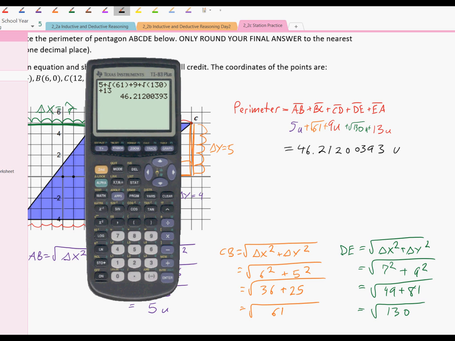46.21200393 units. But they asked us to round to the nearest tenth, and this is the nearest tenth. That's a 2. The one next to it is less than 5, so this guy rounds to 46.2 units.